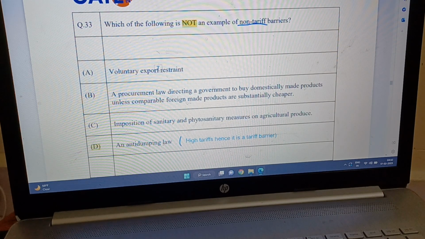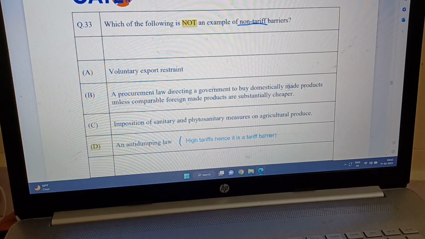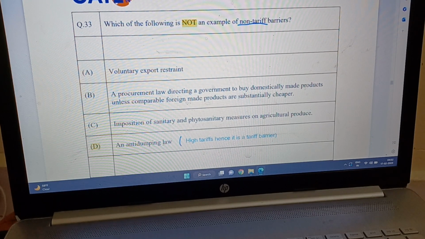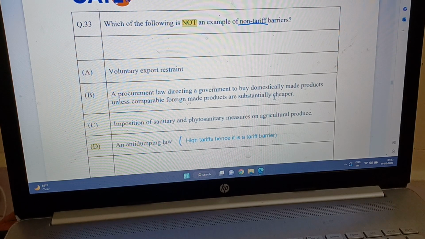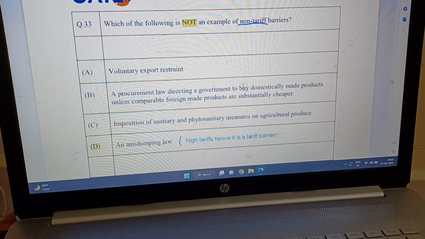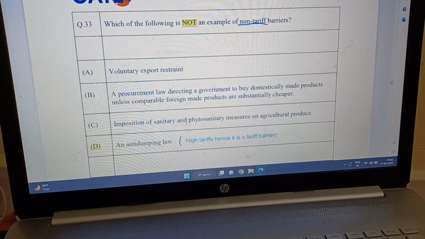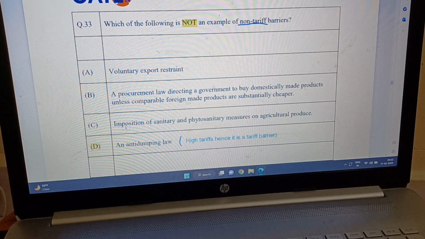Then B is a procurement law directing a government to buy domestically made products. Again, the government is not importing the cheaper goods unless comparable foreign made products are substantially cheaper. So even though foreign made products are not substantially but slightly cheaper, the government is required by law to buy domestically. So there is no tariff involved here, hence it is a non-tariff barrier. And then imposition of sanitary and phytosanitary measures on agricultural produce. Here also there is no tariff involved, so this one is a non-tariff barrier.